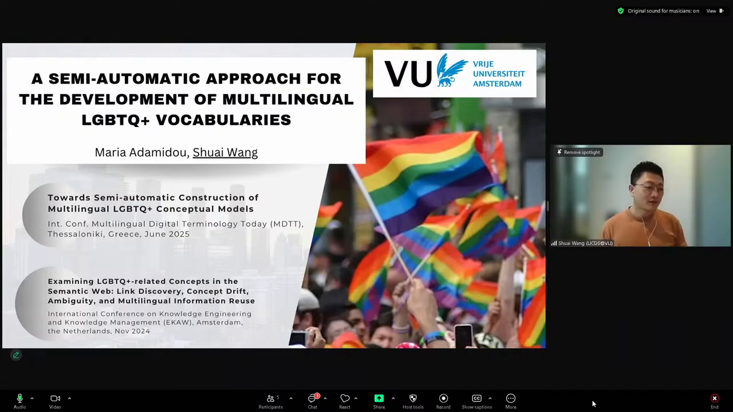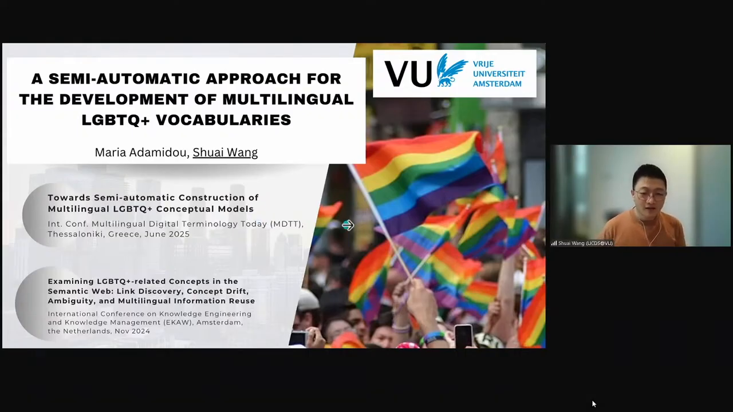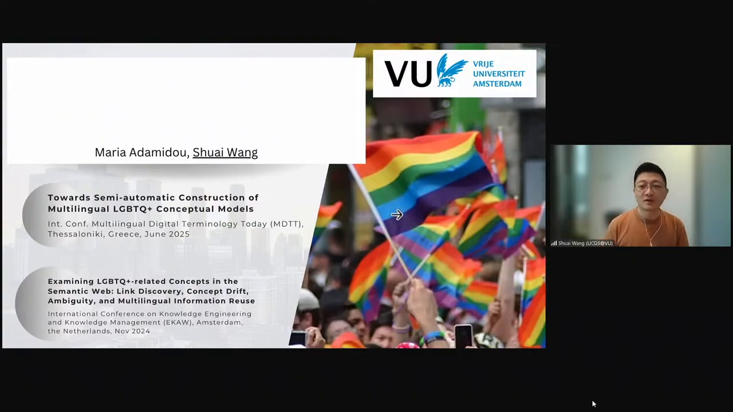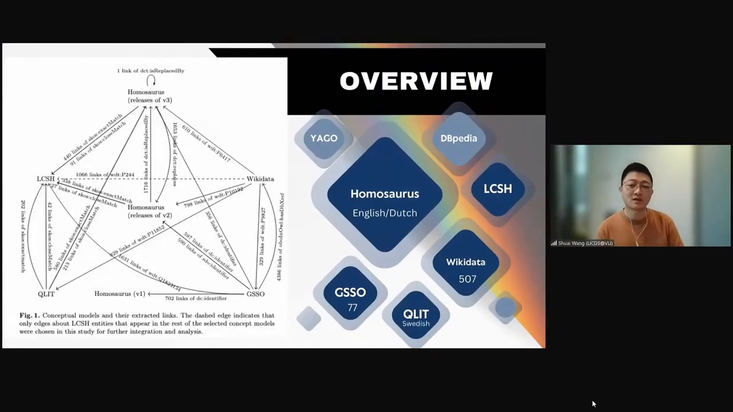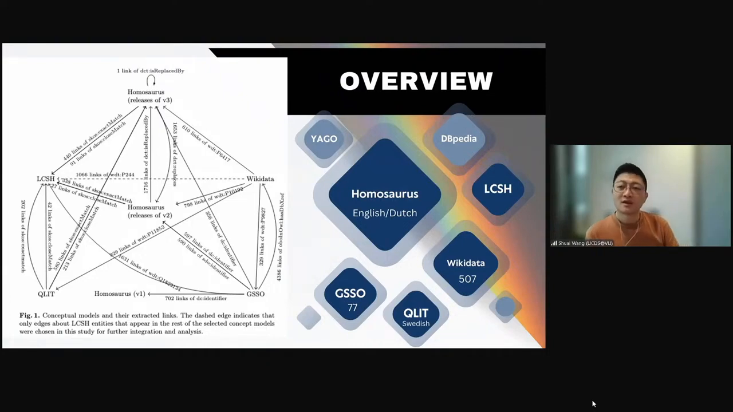Okay, so this work has been accepted at the MTTT, and I'm also including part of the research results from our publication last year. As you can see, this work is really focusing on LGBTQ vocabularies, and we want to make multilingual ones. The reason that we want to make it multilingual is because quite a lot of the cases is that we have these thesaurus or structured vocabularies or other type of structured information developed locally.